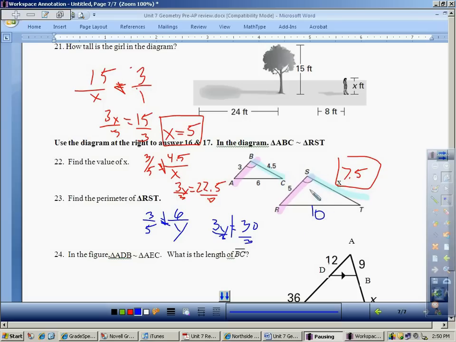So then when I need to find the perimeter, I simply add up. I have 15 plus 7.5. The perimeter is 22.5.